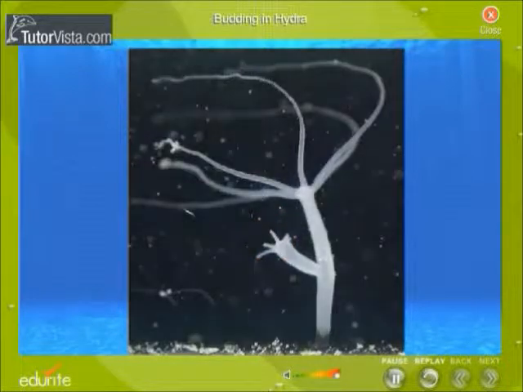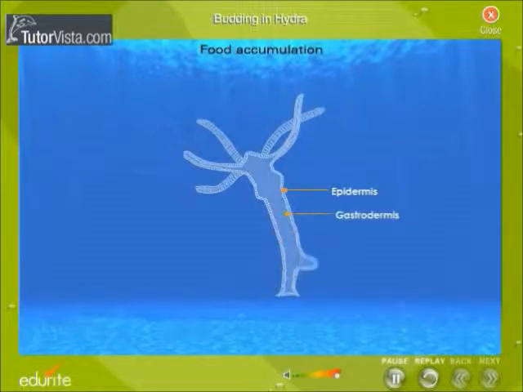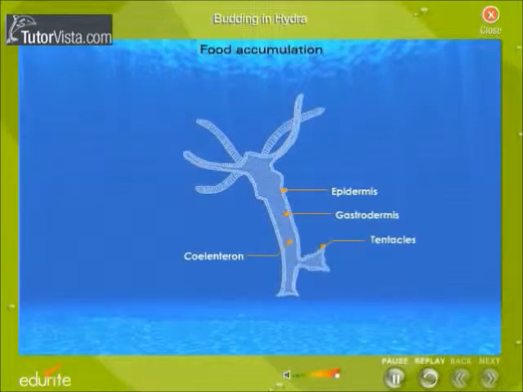Let us see how it all happens. Nutrients accumulate at some point near the middle or in the lower half of the body. The cells of the epidermis and gastrodermis divide and form an extension called a bud. Gradually the coelenteron extends inside. Tentacles also appear as protrusions, in the center of which the mouth develops.